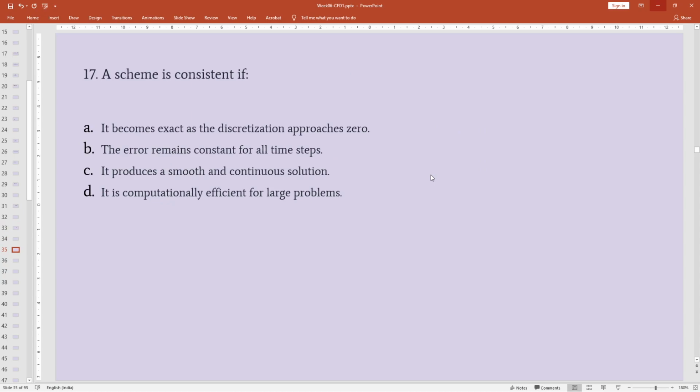Next question is on consistency. A scheme is said to be consistent if it becomes exact as the discretization approaches zero. Option B, the error remains constant for all the time steps. Option C, it produces a smooth and continuous solution. Option D, it is computationally efficient for large problems.